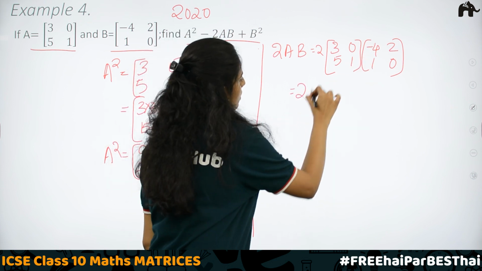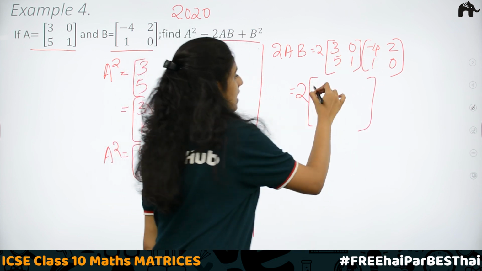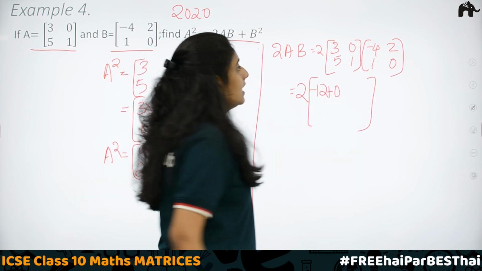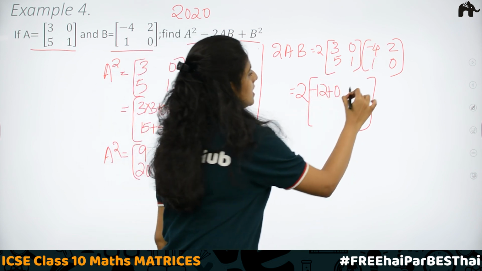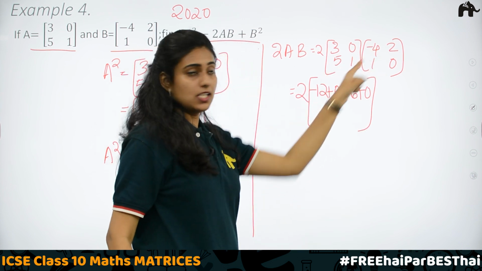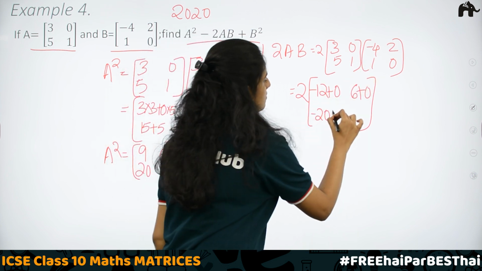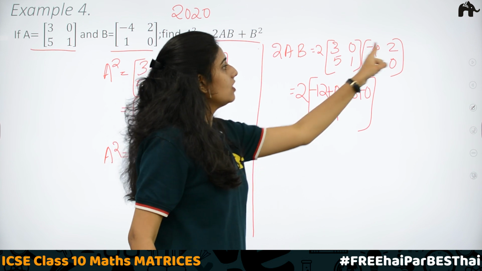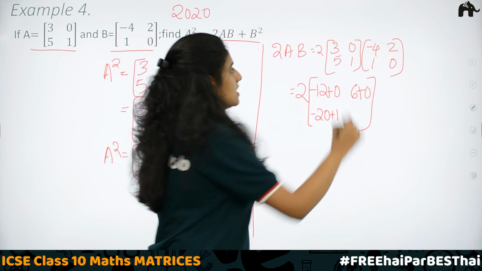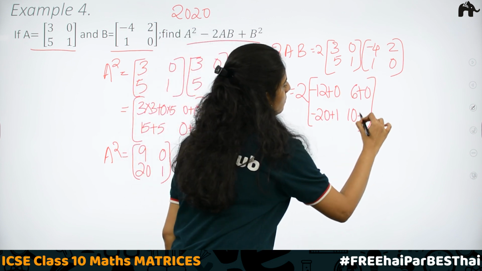The first element, we will put 2 outside, which is a scalar. 3 into minus 4, minus 12. 0 into 1 is 0, plus 0. Next element, 3 into 2, 6. 0 into 0, 0. Next element, 5 into minus 4, minus 20. 1 into 1 is 1, plus 1. Last element, 5 into 2, that is second row of the first matrix and the second column of the second matrix. 5 into 2, 10. 1 into 0, 0, plus 0.